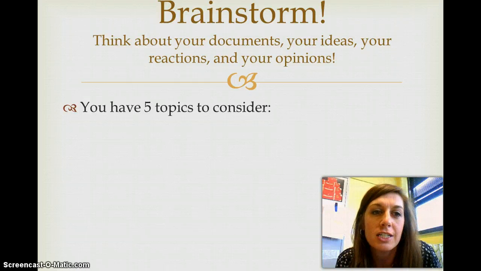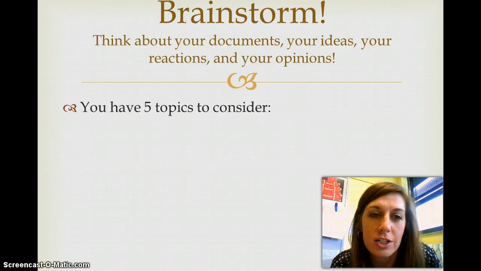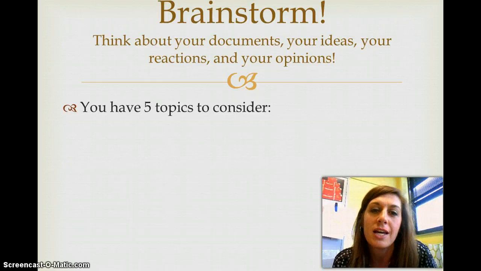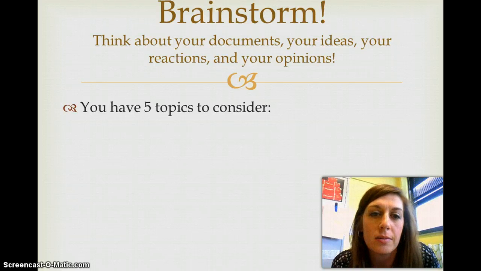So the first thing you're going to need to do before you even start writing is brainstorm. Think about your documents. Think about your ideas, your reactions to anything that you read, and your opinions. And I want you to jot these topics down on a piece of paper. You can do it as messy or sloppy as you want, just to get your brain thinking.